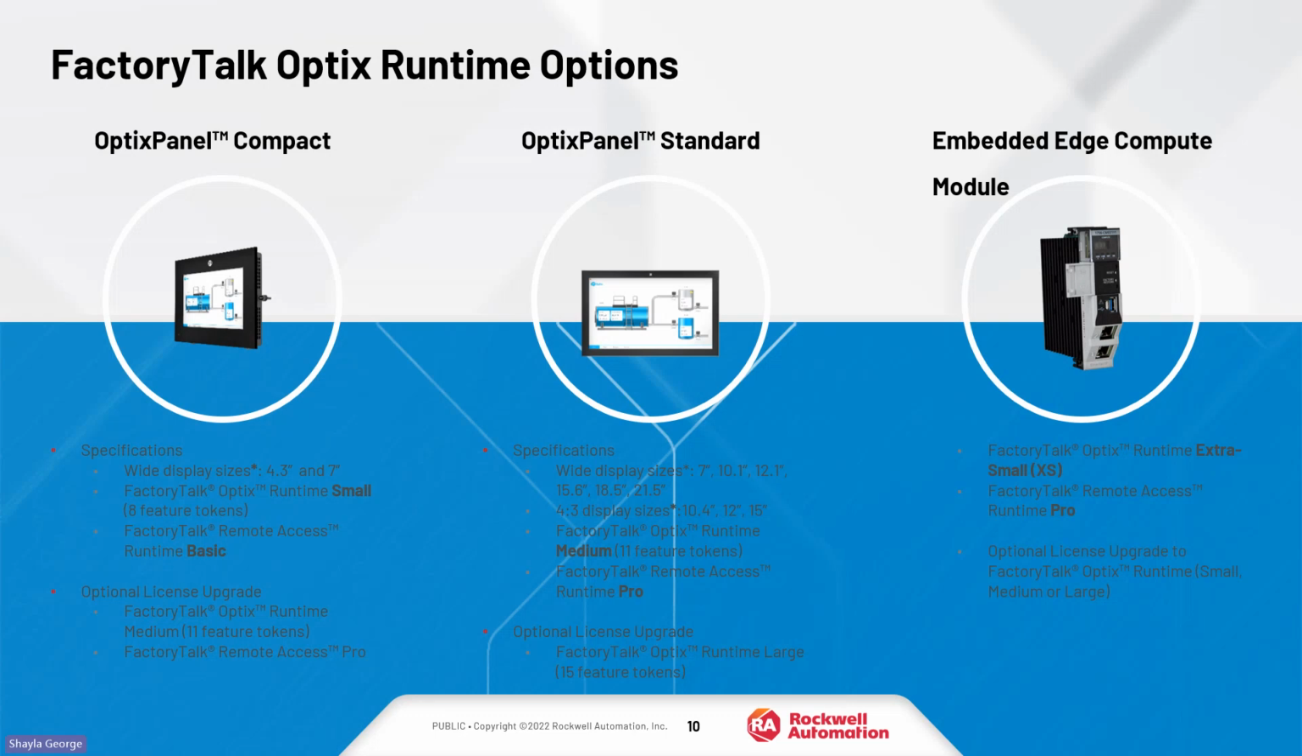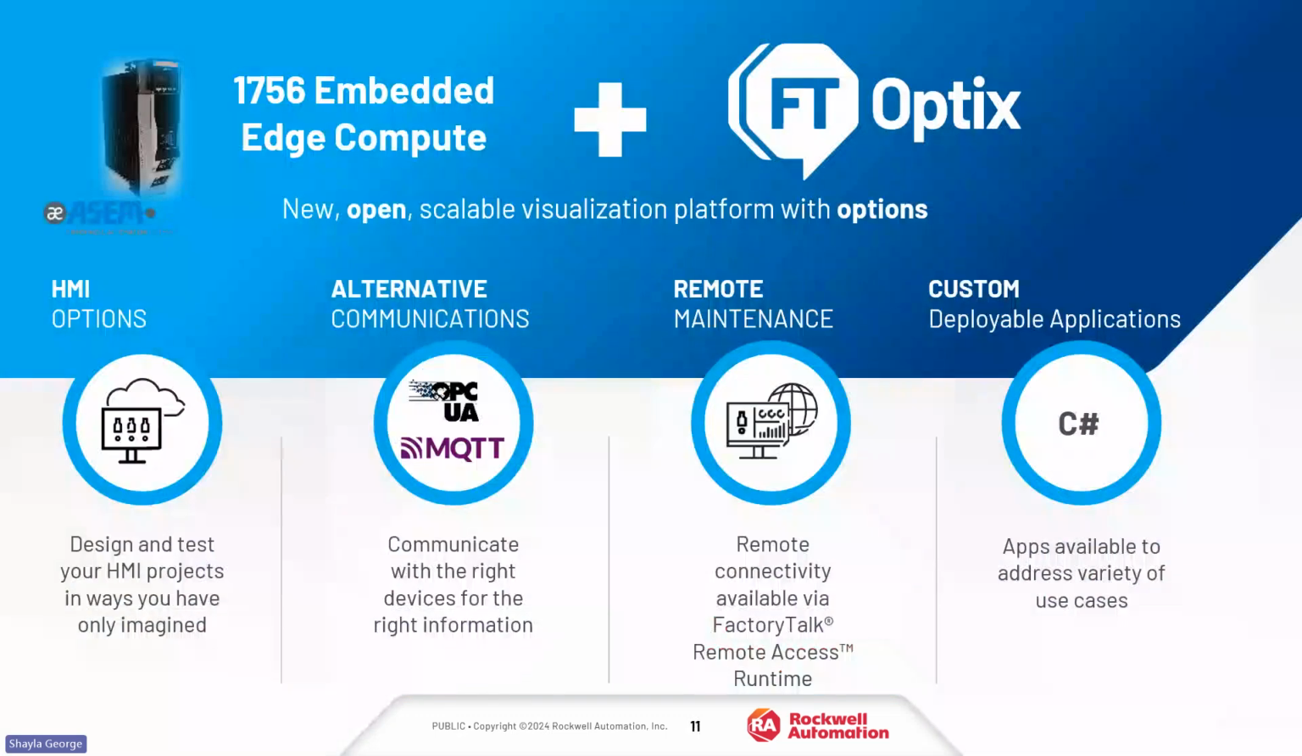To move along and talk a little bit about what the embedded edge compute module brings you: as I mentioned, it sits in the ControlLogix chassis, so there is no dedicated HMI or piece of glass when you have the embedded edge compute module. But you do have options for it. If there is a need for an HMI option, the embedded edge compute module does allow for that through the use of web clients. Optix has web clients, so you can pull up an HMI application from the web browser and have the ability to see an HMI from a web client.